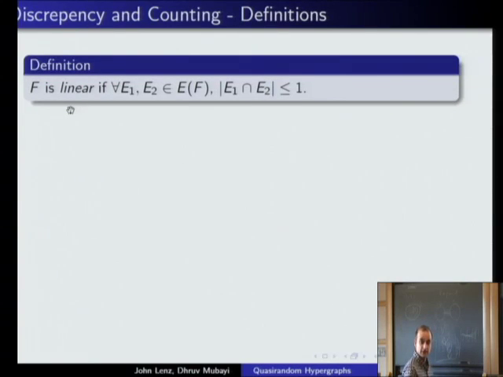So what is a linear hypergraph? A linear hypergraph is just a collection of sets such that every two sets have at most one point in common. Okay? So a graph would be a linear hypergraph automatically. It's like lines, two lines intersecting in at most one point. That's right. Hence the name linear.